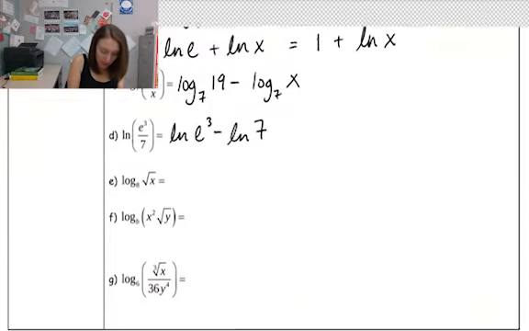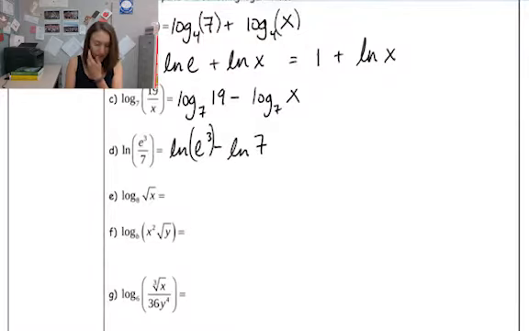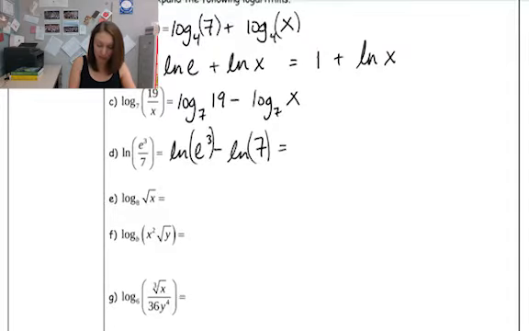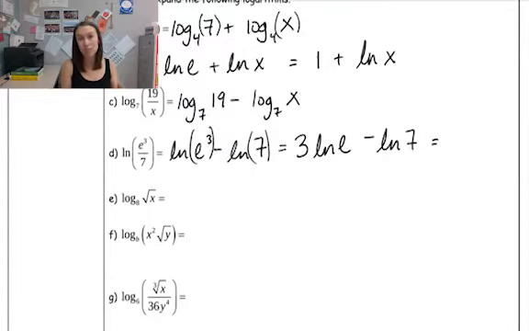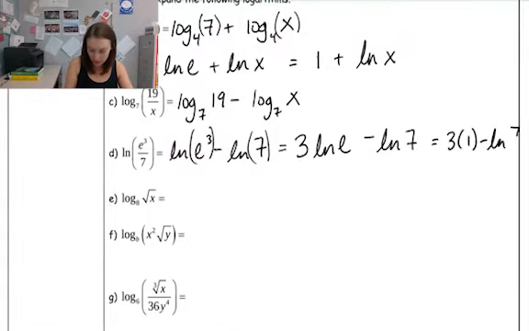Now, unfortunately, e to the third is not a single term. It's e times e times e. So there's three things in there. We need to fix that too. So I'm going to bring that exponent out in front. 3 times the ln of e minus the ln of 7. And then I can simplify this a little bit. The ln of e is 1 again. So 3 times 1 minus the ln of 7, which is 3 minus the ln of 7.